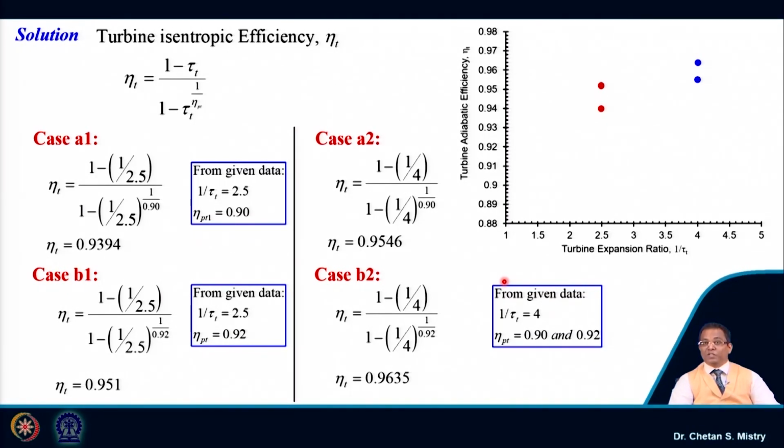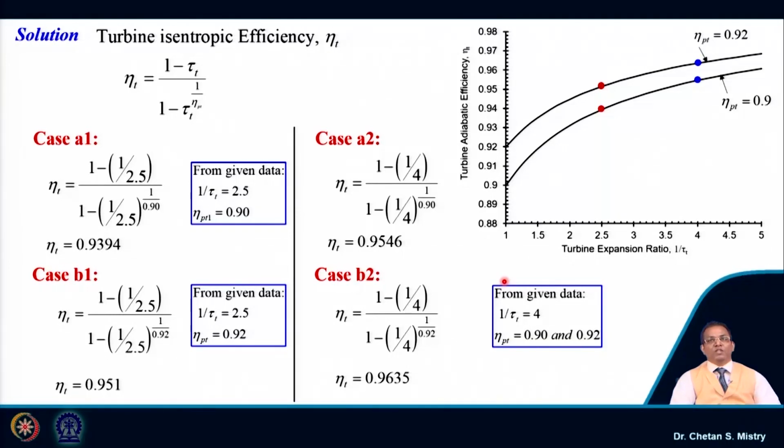Now, this is very important. If you recall, we did a similar kind of discussion for the compressor. So, let me join these lines. That represents two polytropic efficiency variations with different expansion ratios. Now, in this case, it is giving some more information. It says if I have higher polytropic efficiency, I will be able to achieve higher adiabatic efficiency. Now, what is the meaning of that?